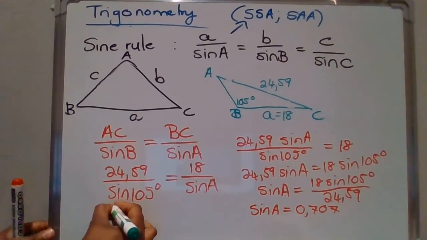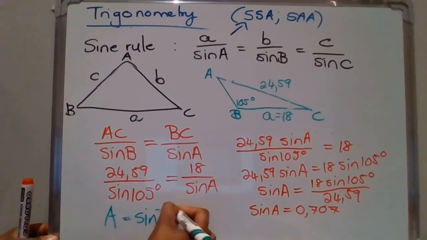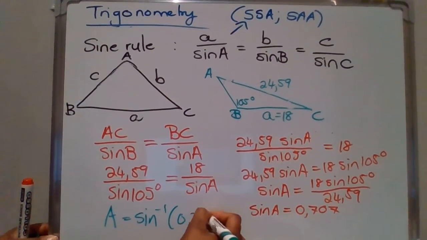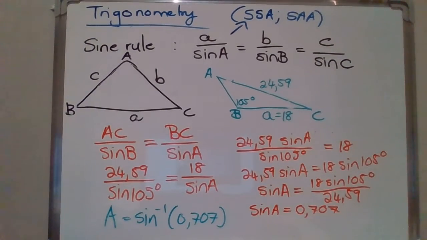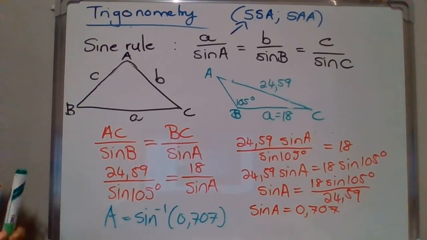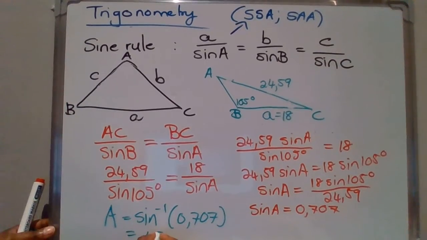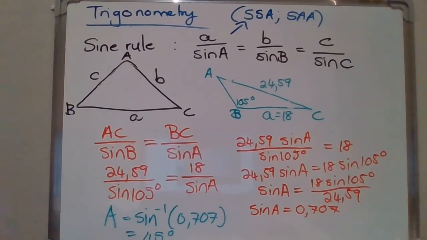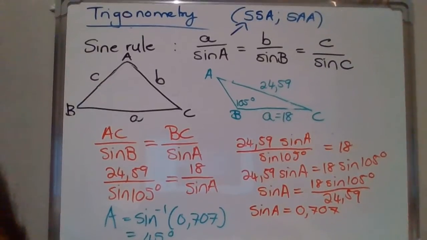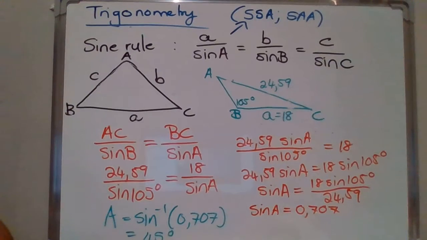So therefore my angle is the arc sine of 0.707. And what is that angle? So let's find out. Shift sine, my answer. So therefore here I get that A is equal to 45 degrees. And that's how I solve using the sine rule.